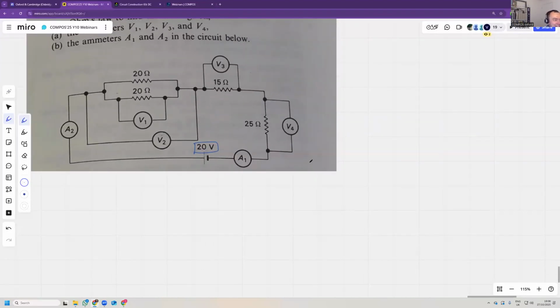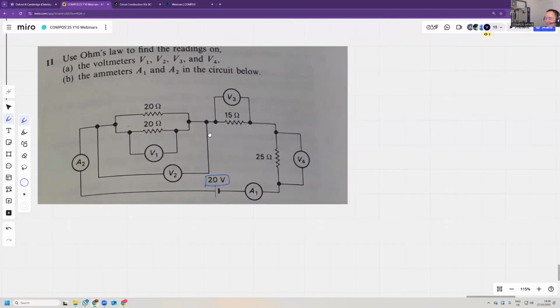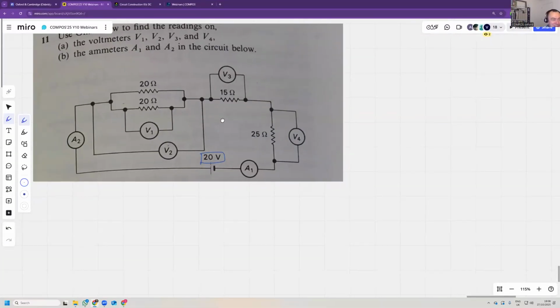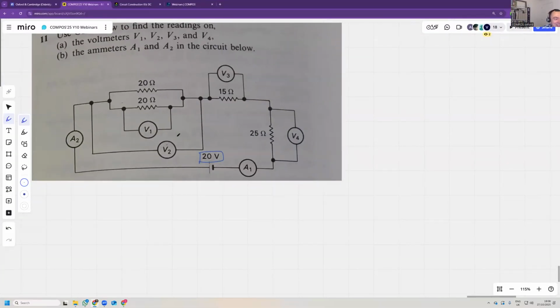So, I mean, they can ask anything. They can ask whatever they want. We need to solve this circuit. We need to find all the voltages and all the currents. Let's start by finding the total resistance. Well, we can see a combination of 20 and 20, and that's a total of 10 ohms. 10, 15, and 25. So the total resistance is 10 plus 15 plus 25, 50 ohms.